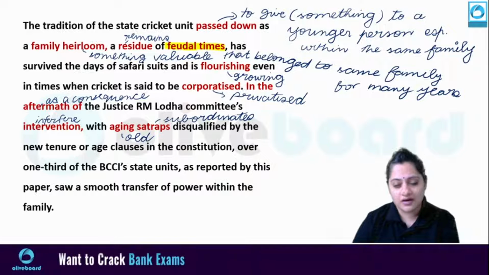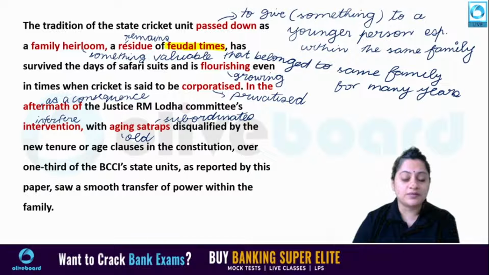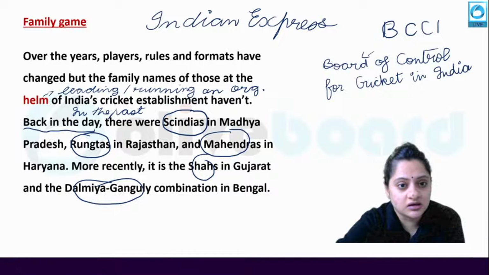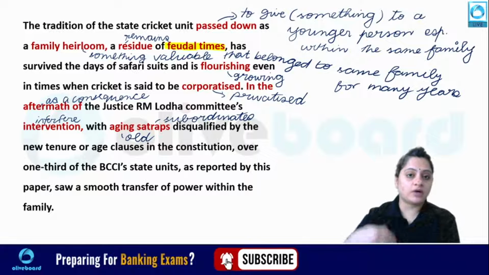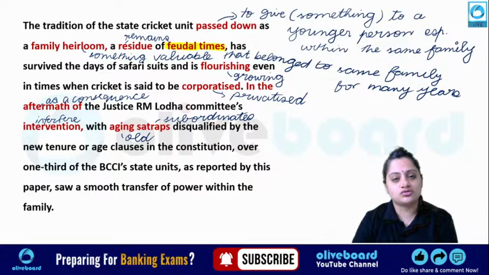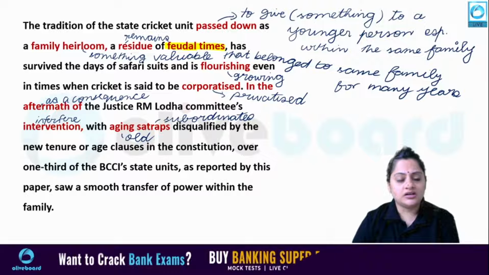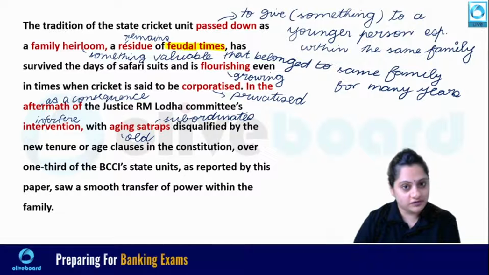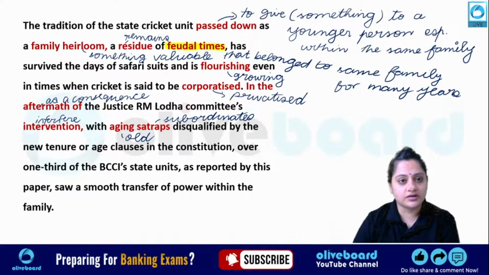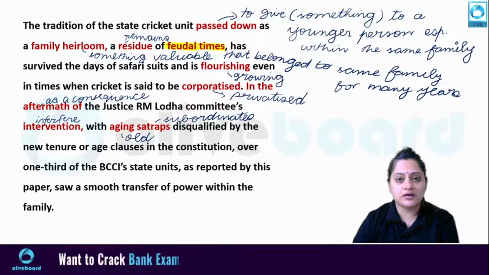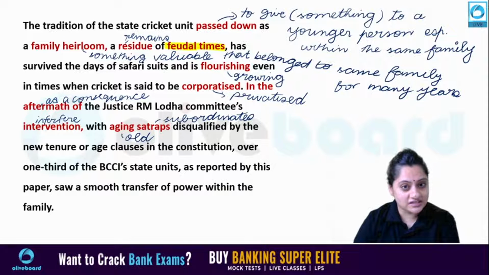Now, if you talk about all these big family names which I mentioned in the paragraph, अभी बताया ना मैंने the big family names here, Sindhyas, Mahindras, Shahs, Roongtas, right? तो ये क्या हुआ कि क्रिकेट ट्रेडिशन क्या हुआ कि पास डाउन फ्रॉम फैमिली, इन द फैमिली ओनली इट यूज्ड टू पास डाउन. Today also, and earlier in the past, in the days of safari suits, when everybody started wearing safari suits, in those days also it kept growing. Now cricket is corporatized, it has become so commercial, it has become privatized, still it happens.